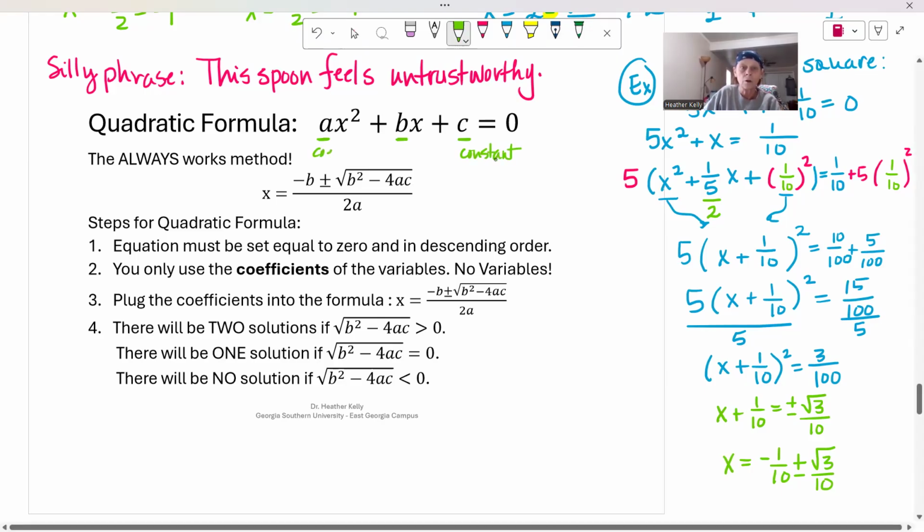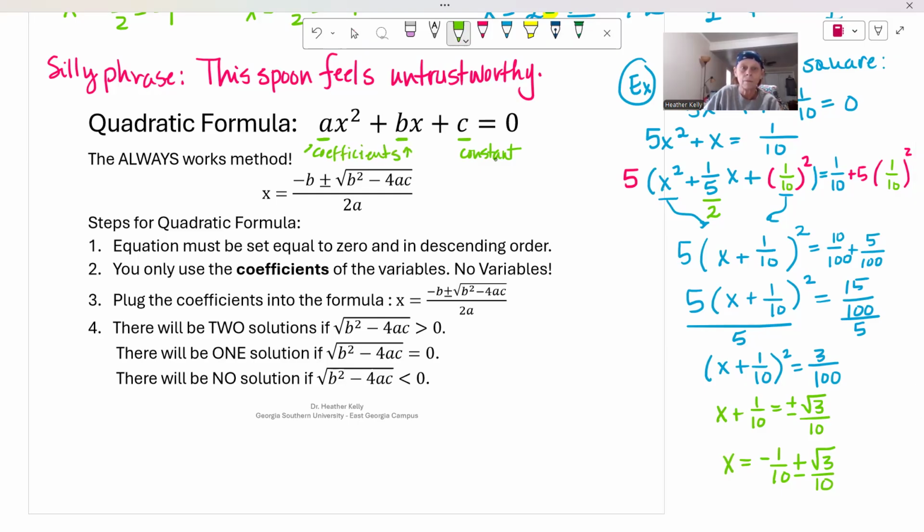These are coefficients. Okay. All right, and then we have this formula. We just plug and chug, and it's a good thing.